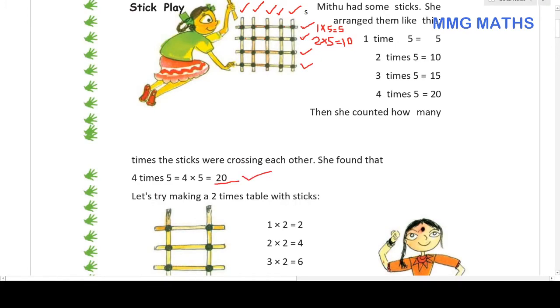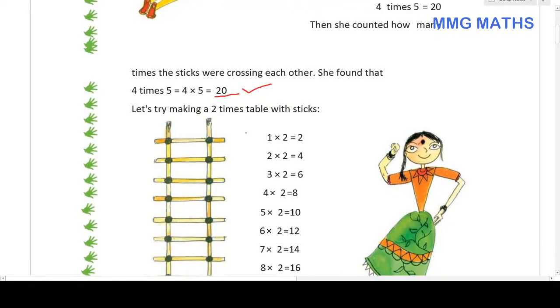Okay, so let's try making a 2 times table with sticks. So here you can see, अब आपको 2 टाइम टेबल बनाना है विद द हेल्प ऑफ स्टिक्स. सो व्हाट यू विल डू, आप 2 लॉन्ग स्टिक्स लोगे लाइक दिस एंड आप इस पर 1 स्टिक जब रखोगे तो 1 टाइम 2 होगा. जब 2 स्टिक्स रखोगे तो 2 टाइम्स 2 इक्वल्स 4 होगा. हाउ, यहाँ पे देखो 1 टाइम 2 इक्वल्स 2 and 2 times 2 equals 4, means total number of crossing points 1 2 3 4. Same like that 3 times 2 equals 6, means कि आप जब थर्ड स्टिक रखोगे तो 1 2 3 4 5 6.